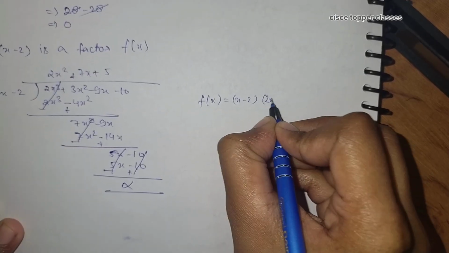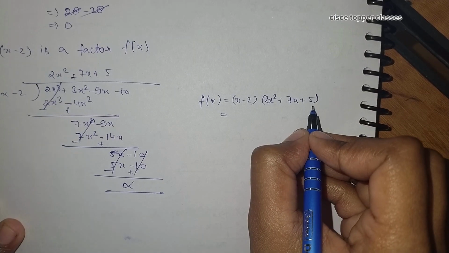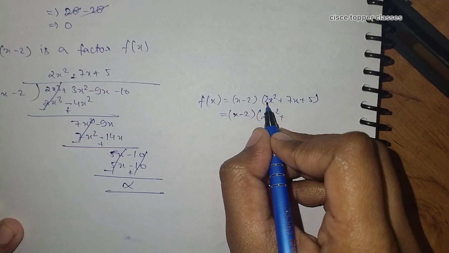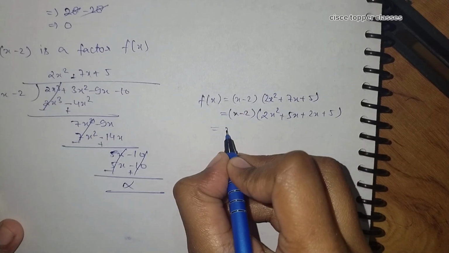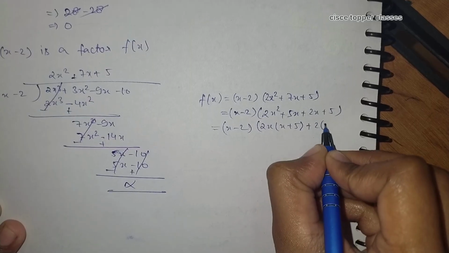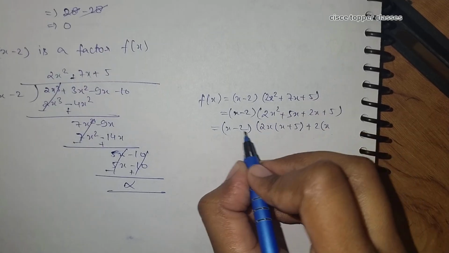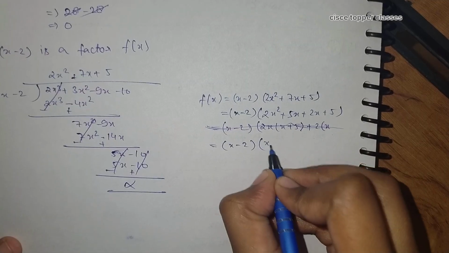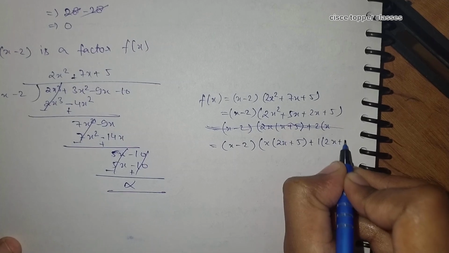On factorizing completely, f(x) is x minus 2, and it is forming a quadratic 2x squared plus 7x plus 5. Hence we will just solve it. That will become x minus 2 and 2x squared, 5 into 2 is 10, hence 5x plus 2x are the factors here. On taking factors here, x is common, it will become x minus 2, taking x as common, 2x plus 5, and again 1 is common, again 2x plus 5.